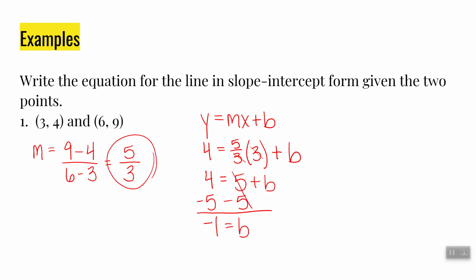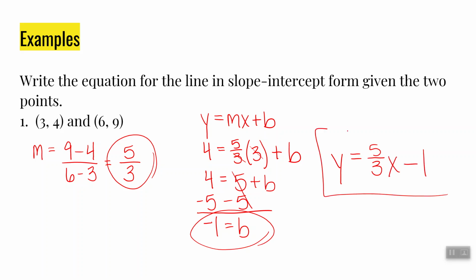So we're going to use the slope that we calculated and the y-intercept that we calculated to write the equation. Y equals 5/3 x minus 1. This is the answer. This is the equation for the line that goes through those 2 points.